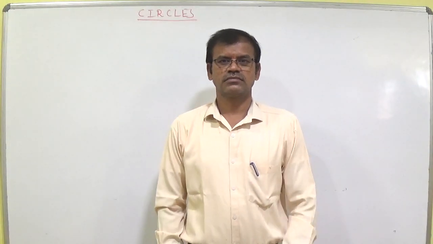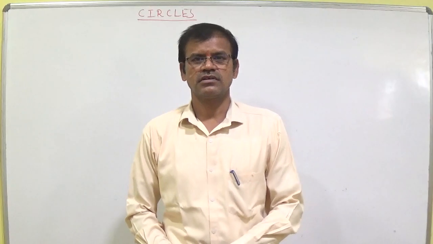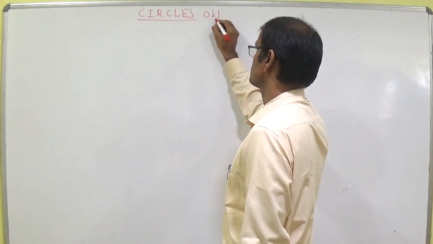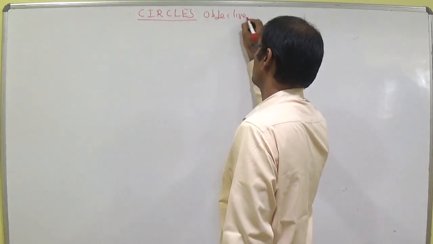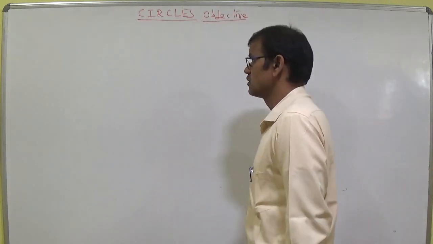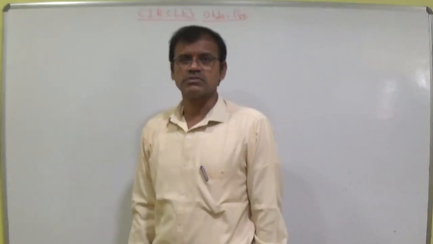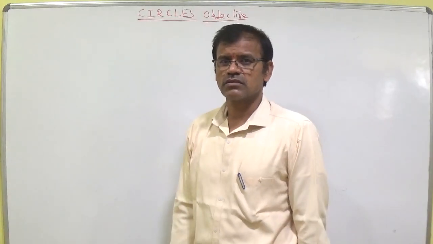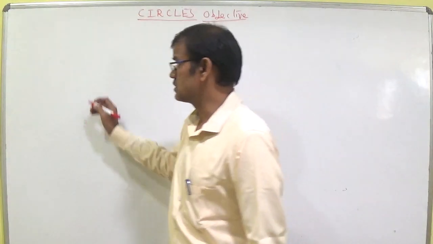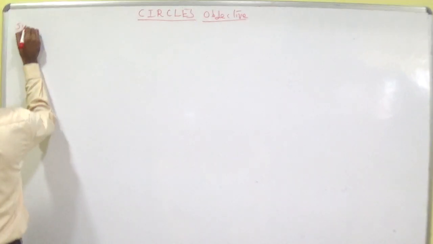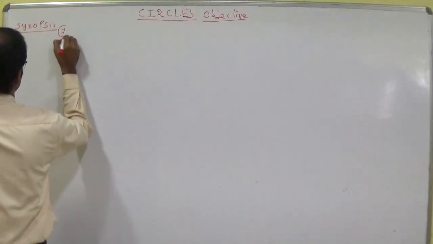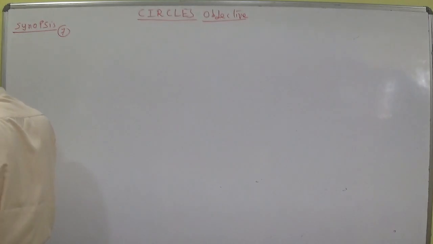Dear students, now we are on the topic of circles objective. We completed it in the previous class. Let us discuss circles objective. In the previous class, some synopsis we have learnt. Now, 4-5 formulas are there regarding circles objective. Let us discuss the synopsis. I think I said 6 formulas in the previous class. Now let us start from formula number 7.